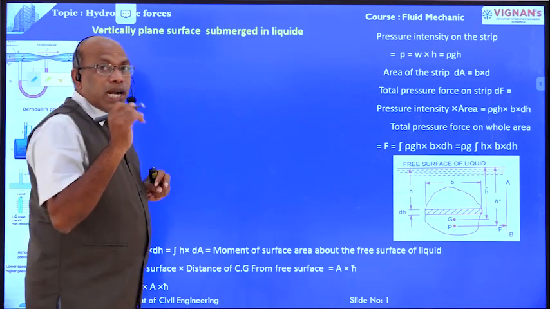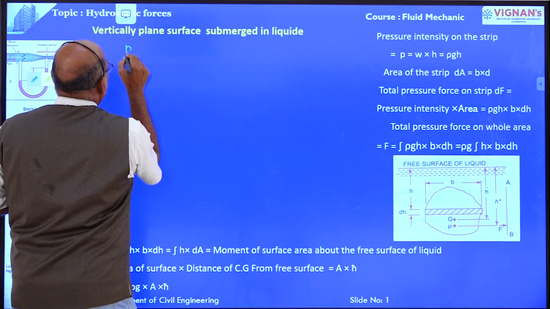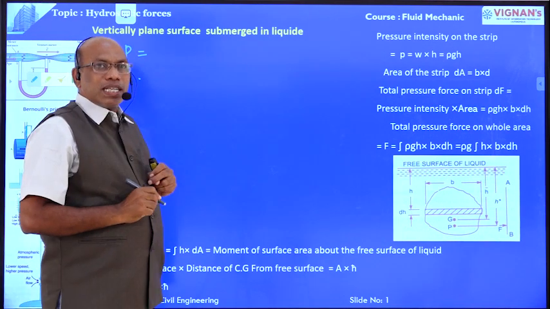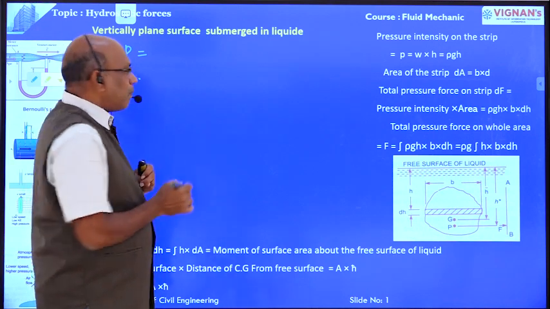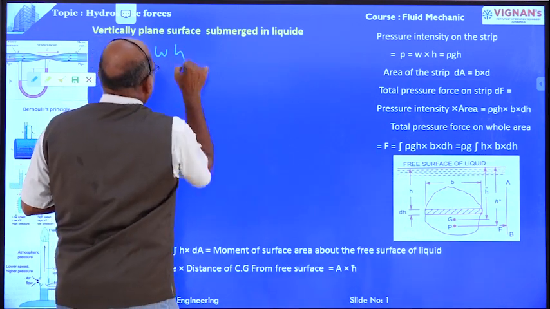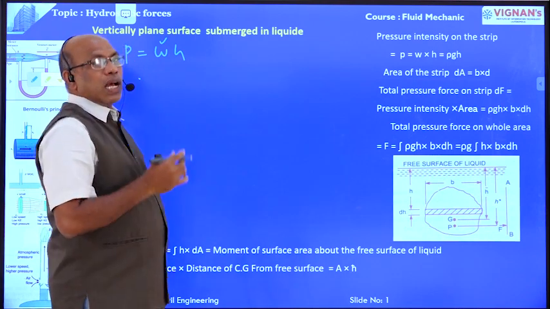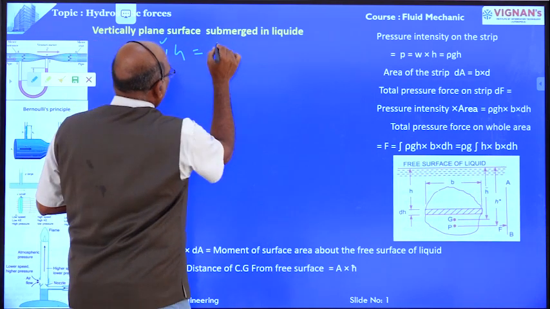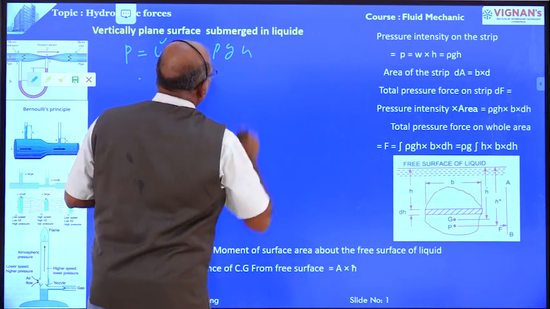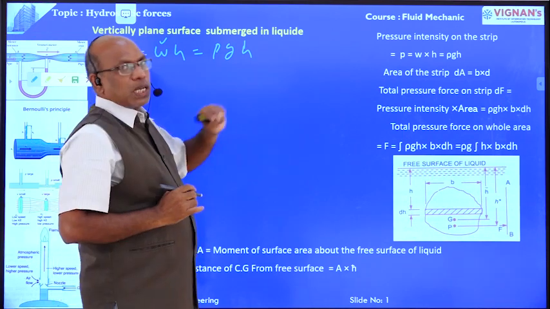First, the intensity of pressure on the strip. Pressure is equal to stress, force per unit area. What is the formula? Intensity of pressure is equal to w into h, where w is the unit weight of the liquid and h is the distance from the free surface to the strip. Or this is equal to rho g h. This is the intensity of pressure over the strip.